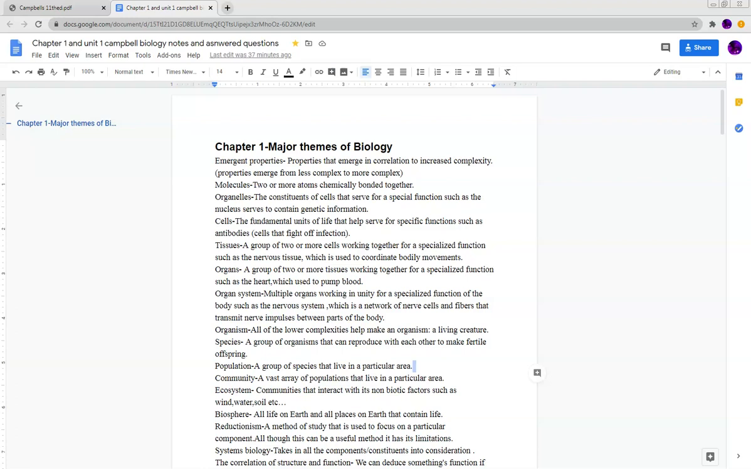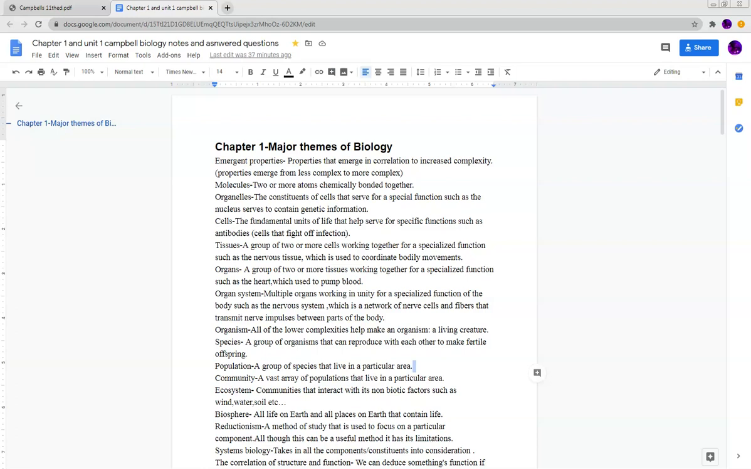Now let's move on. Cells are the fundamental unit of life, right? So basically, the cells help serve for specific functions, such as antibodies. So like antibodies are cells that fight off infection. So the cells are the fundamental units of life, and basically all living things have cells. That's how we define if something's living. If it has a cell, then it's living. Even if it has one cell, it's living. If it has trillions of cells like us, then it's living. As long as it has a cell.